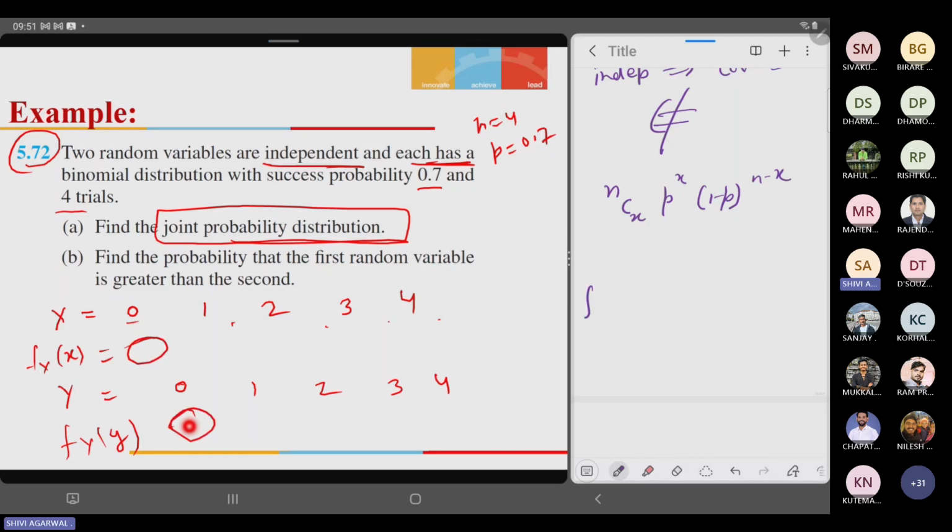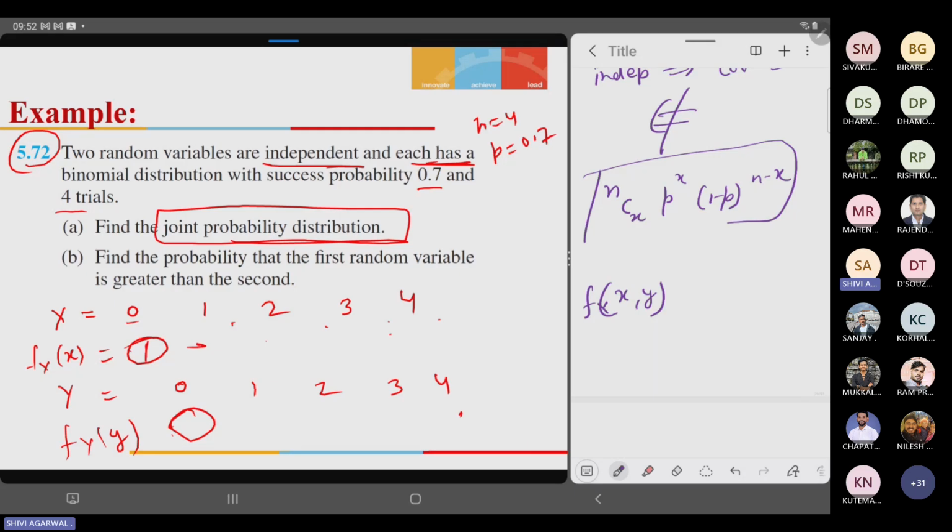Whatever the value is coming here, you just multiply it. That is f of xy. I will show you the table. Solution is not there, so you just calculate on your own and you can find the answer. Clear? I already mentioned here that it is a binomial distribution. So you find the x and y values here and you just multiply them.